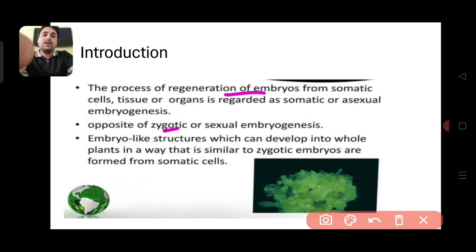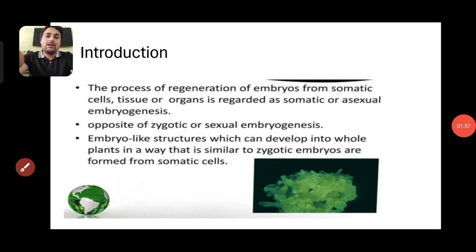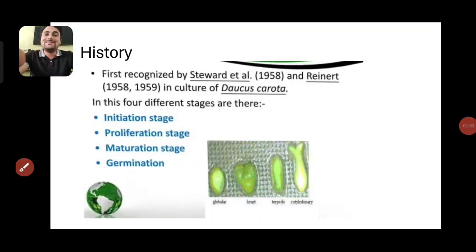Opposite of zygotic or sexual embryogenesis, embryo-like structures which can develop into a whole plant in a way that is similar to a zygotic embryo are formed from somatic cells. Now the embryo will remain the same as we have created from sexual reproduction. Now we have created this embryo by using somatic cells, not any sexual object. That's why we call it somatic embryogenesis. This is the intro. Now come to the second slide, that is history.